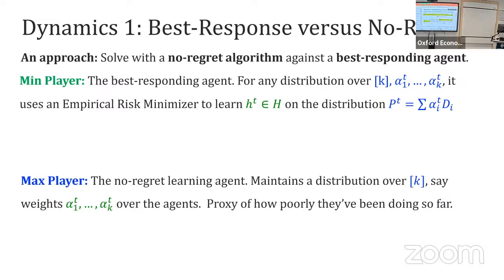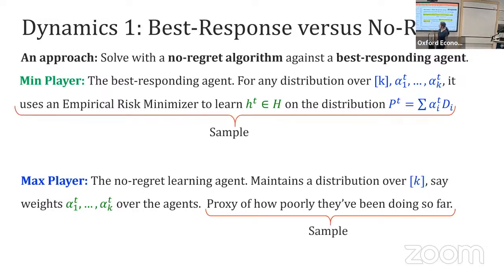You can think about it as minimizing the empirical risk. That's what this player is going to do. What the max player is doing, he has to be no regret. So what that means is that he has to maintain these alpha 1 to alpha k at each time t. That's a distribution over the different k's. It's going to choose at random one of those distributions. And what you really want to think about is that this alpha at each time step is like a proxy for how poorly things have been off so far. It's kind of like the tangents that you were talking about, like how each agent was not being served well.